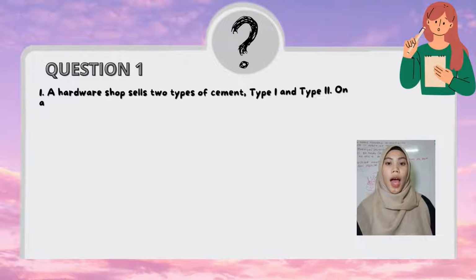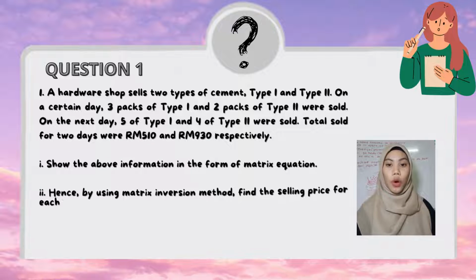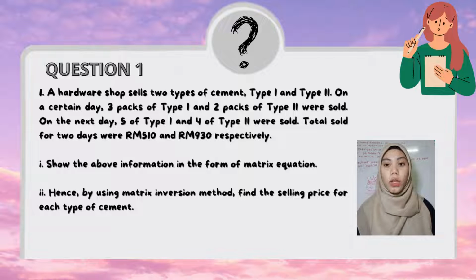Questions. 1. A hardware shop sells two types of cement, type 1 and type 2. On a certain day, 3 packs of type 1 and 2 packs of type 2 were sold. On the next day, 5 of type 1 and 4 of type 2 were sold. Total sold for 2 days were Rn 510 and Rn 930 respectively. Number 1. Show the above information in the form of a matrix equation. Number 2. Hence, by using the matrix inversion method, find the selling price for each type of cement.